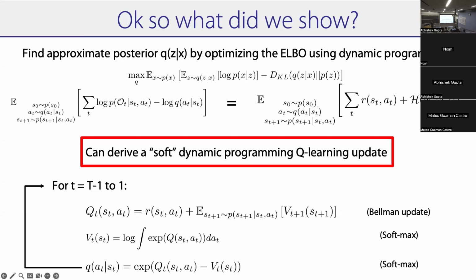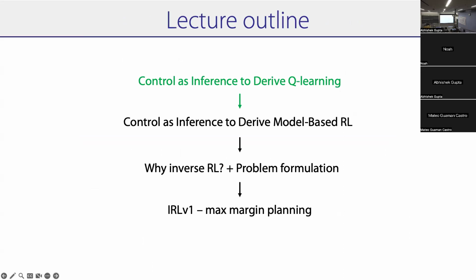Are we lost? Or do we feel pretty good about it? Yes? Okay, I don't know. The first time I learned about this, I thought it was confusing. But I think the point here is we started from this control as inference framework. We showed policy gradient, and we showed Q learning. They both come from the evidence lower bound, just different approximations.